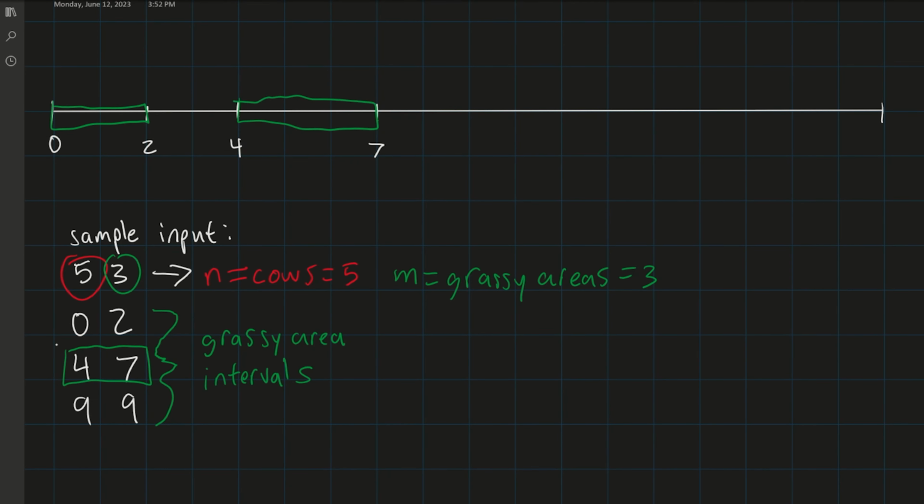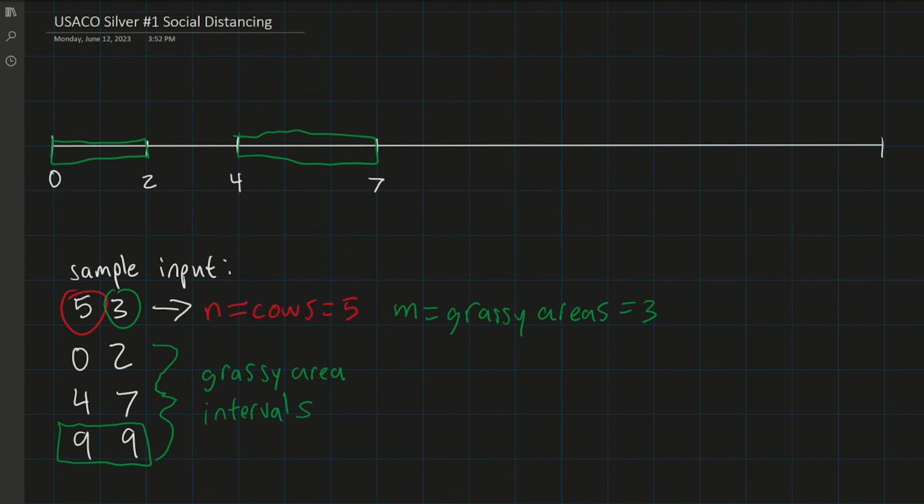And then let's look for the next grassy area. This one is a lot different. Notice how our start point and our end point are at the same point. They overlap. So what does that mean? That means we have a really small grassy area where we can only fit a single cow.